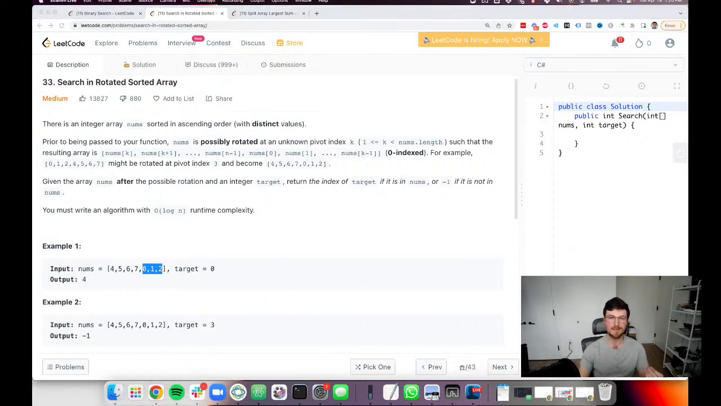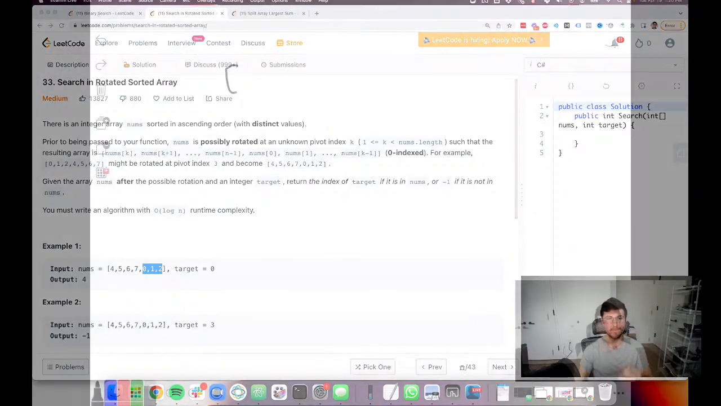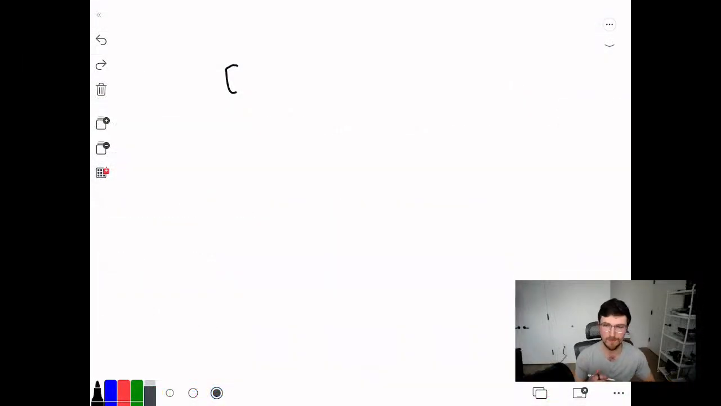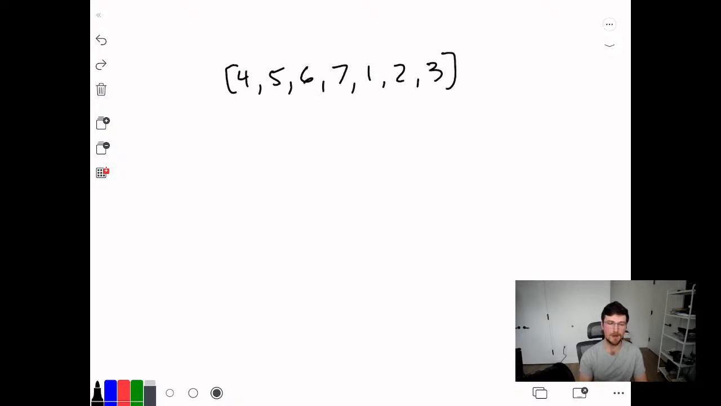Right? So as you can see, this is level 2 now, because it is not as simple as what we were doing before, and we're not going to be able to do something quite as simply as what we originally had. So in this case, we had 4, 5, 6, 7, and then 1, 2, 3, something like that. And we want to determine whether a value is in this array or not. And so let's go back to our basic concept of binary search.